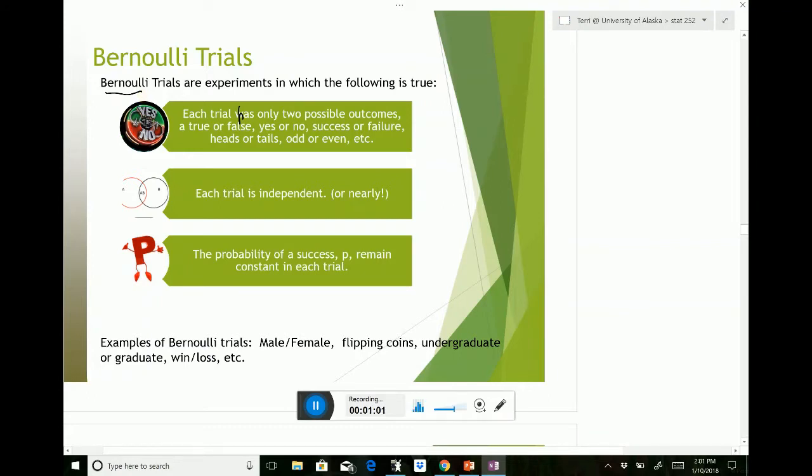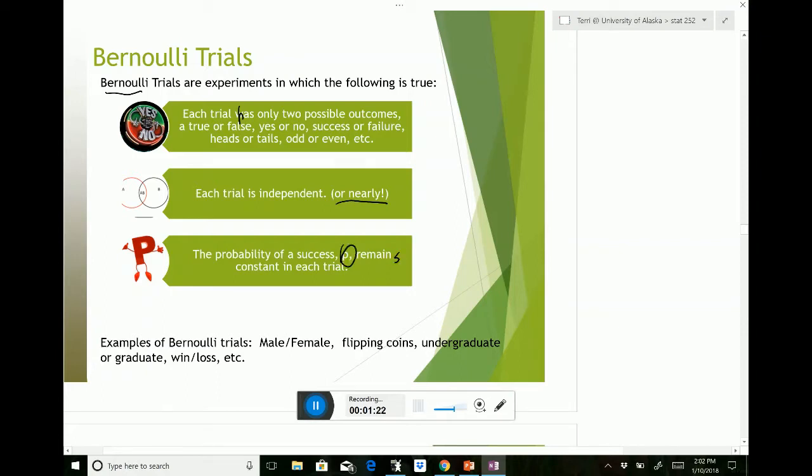Each trial is independent or nearly independent. Nearly independent means that, of course, if we are sampling from a large population without replacement, we can still call it independent because the probabilities don't change very much. And the probability of a success, p, remains constant in each trial.